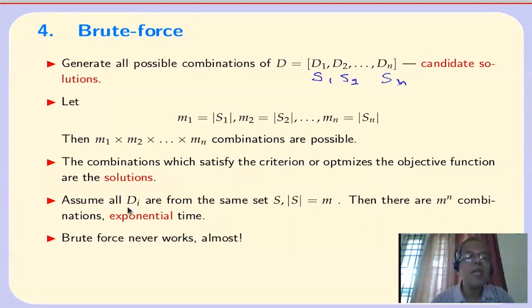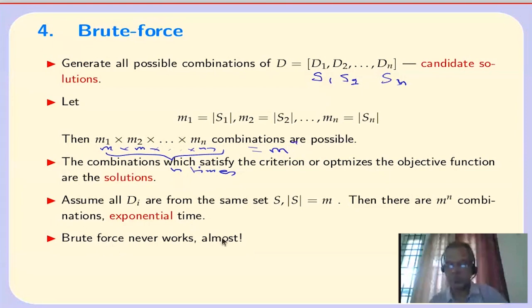If we simplify and assume that all Di are from the same set S, which is of size m, then there are m power n combinations, m times m, n times, which is equal to m power n. Exponential time. Therefore, brute force almost never works.